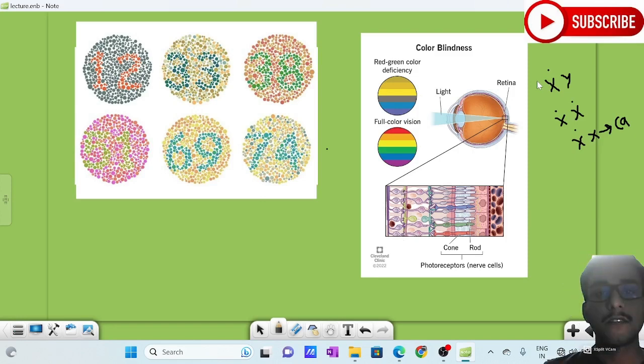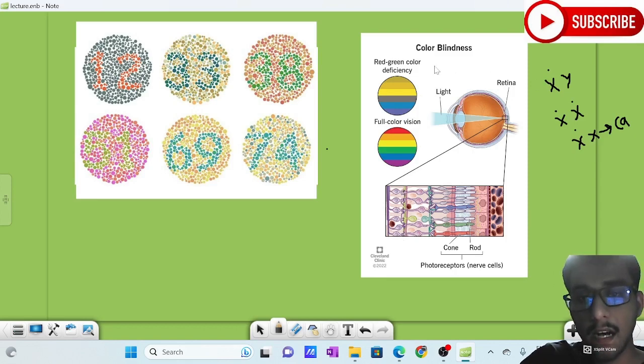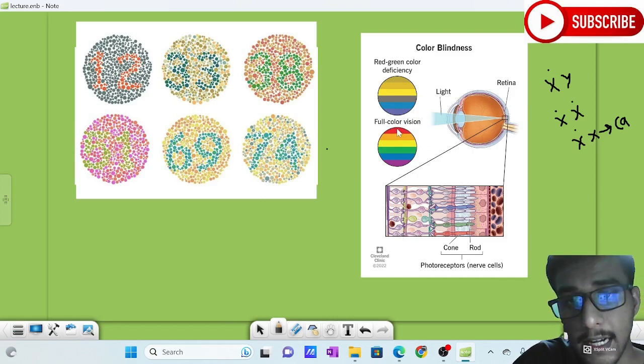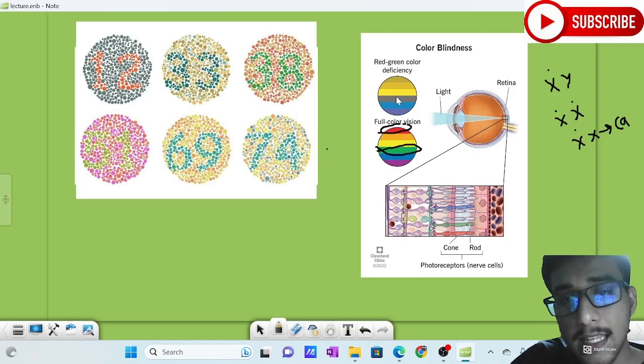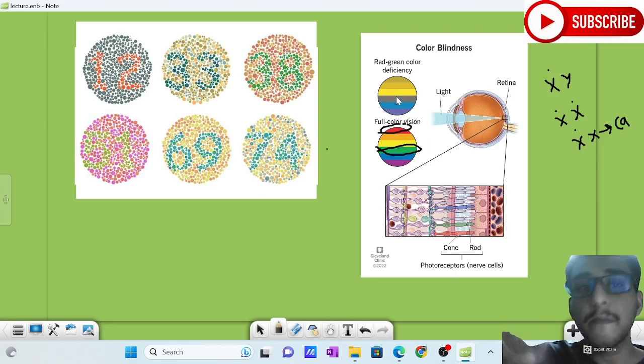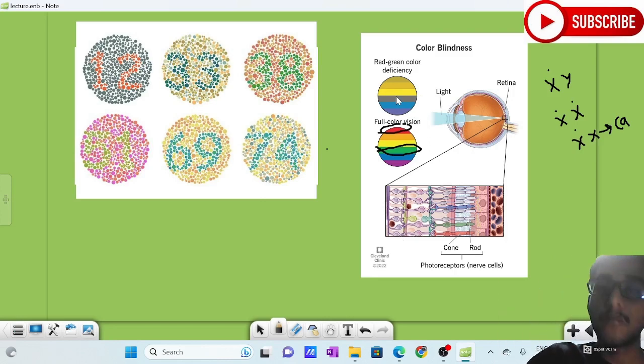So what happens? Color blindness is actually not a serious issue in our society because only two of the colors are missing, right? So what happens in a color blind human being? He can't see the two colors, red and green. He or she can't see the red color, and can't see the green color either. For them, it will be an intermediate color, so they can't identify which color it is.